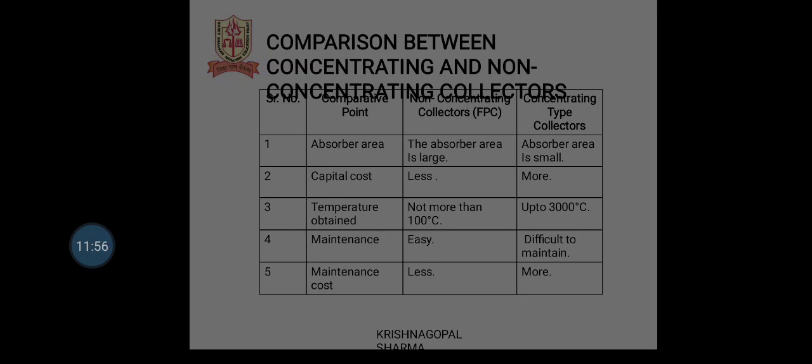Temperature obtained: non-concentrating obtains up to 100 degrees Celsius, but concentrating obtains up to 3000 degrees Celsius. Maintenance: obviously non-concentrating maintenance will be easy, and the maintenance of concentrating type collector will be difficult. Maintenance cost: non-concentrating less and concentrating will be more.